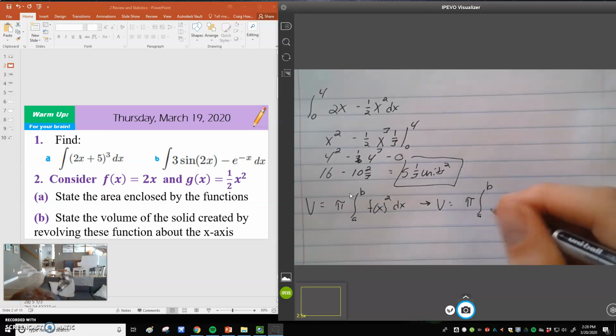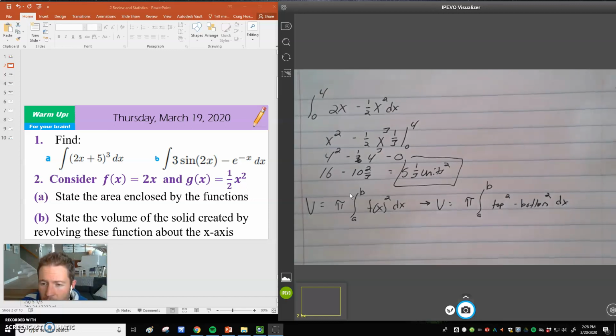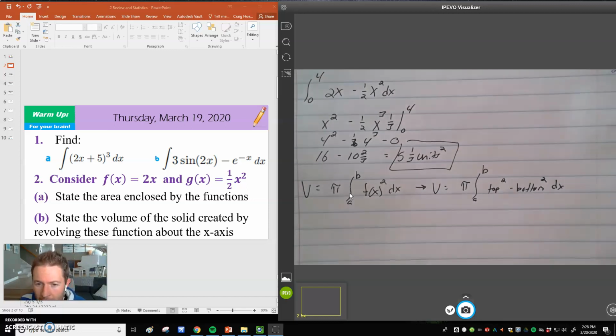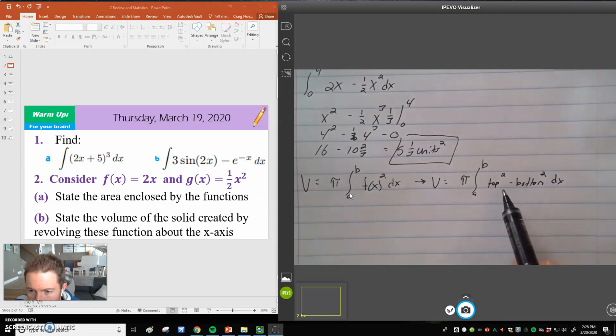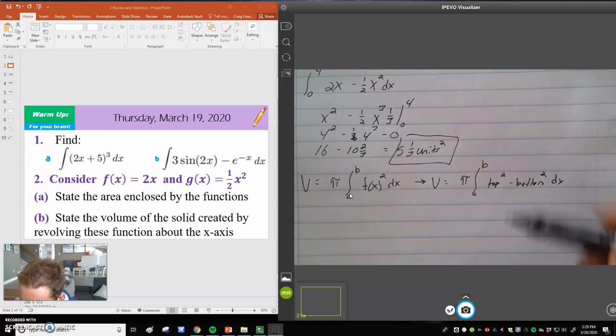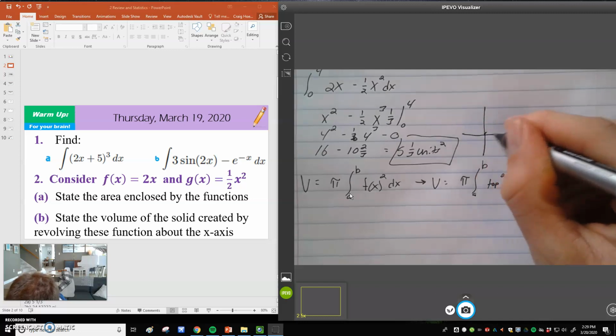Whatever the top function is, I'm going to say top squared minus bottom squared. We have to square those first before we integrate. That's really crucial. You can't just square the whole thing. You have to square them individually. Remember, in short, what we're doing is taking the big revolution that would happen if you just revolved, let me just draw this in.